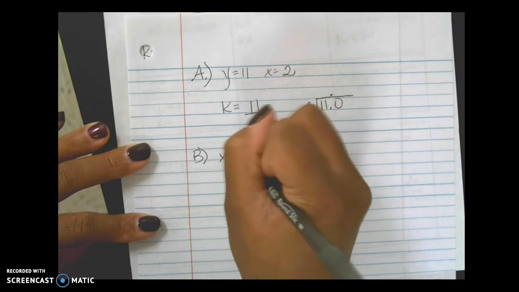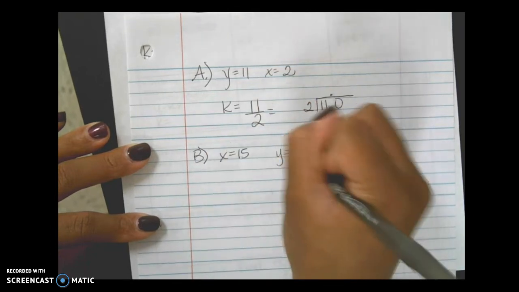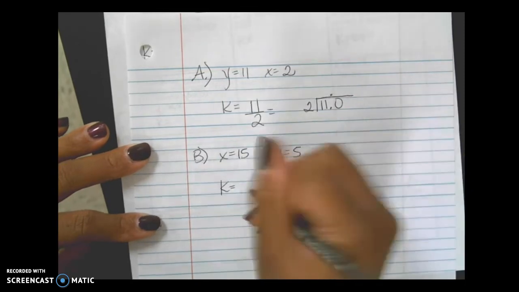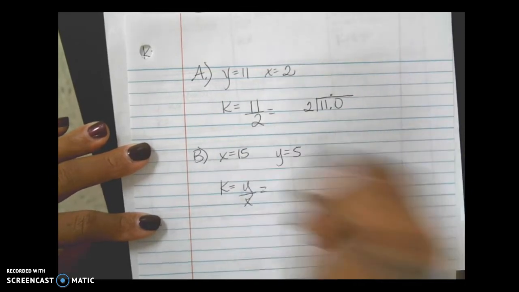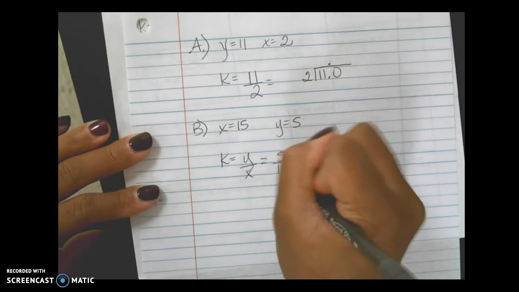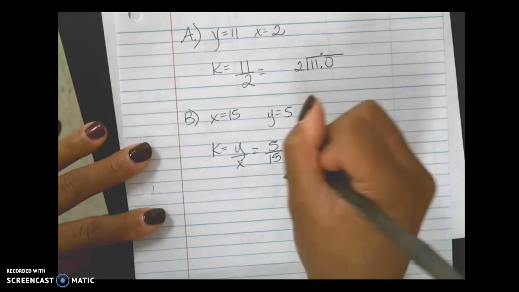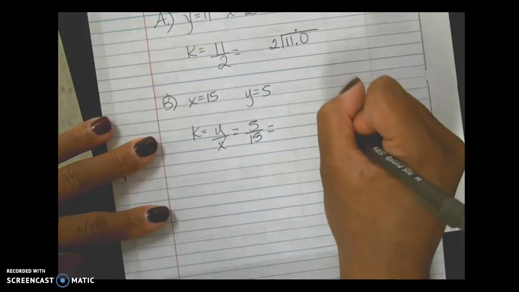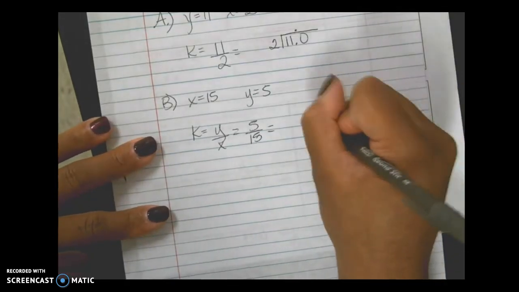Letter B. I'm going to write them in order here. K equals y over x. What is y? And what is x? Simplify. Or you can do top in, bottom out.